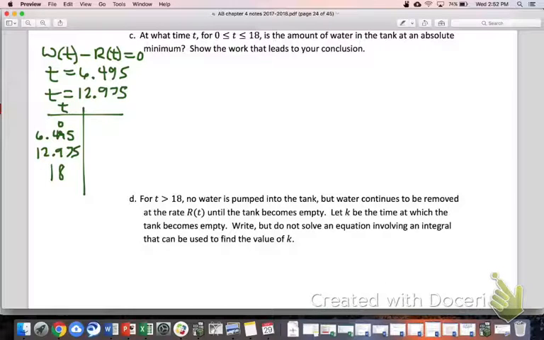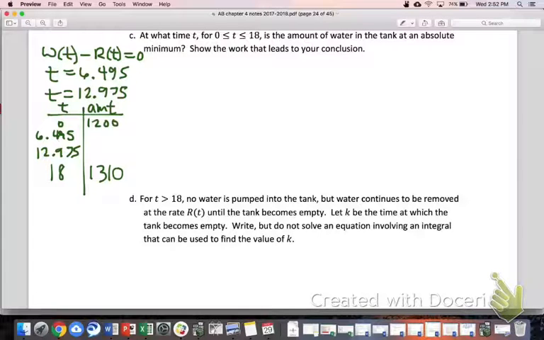I know that when t is 0, the amount of water in the tank is 1,200, right? And don't I know the amount when t is 18? Didn't we just do that in part B? Yeah, 1310. So the good news is I already know two of the four. So I only have to do two bits of analysis to get the other ones.